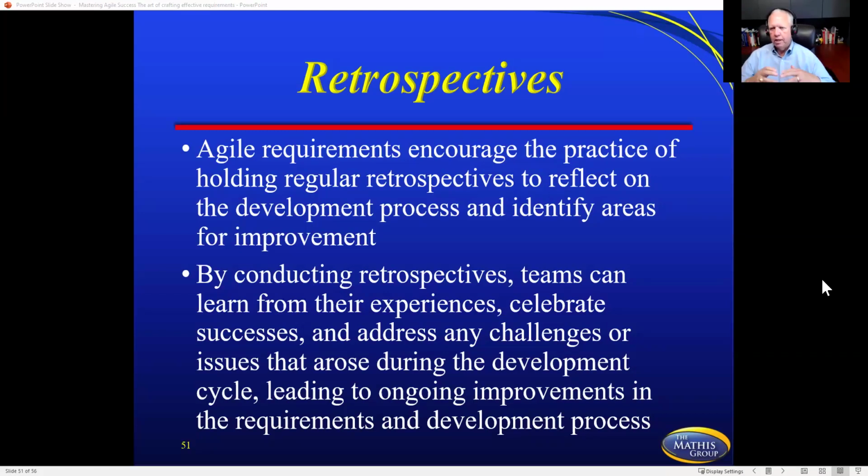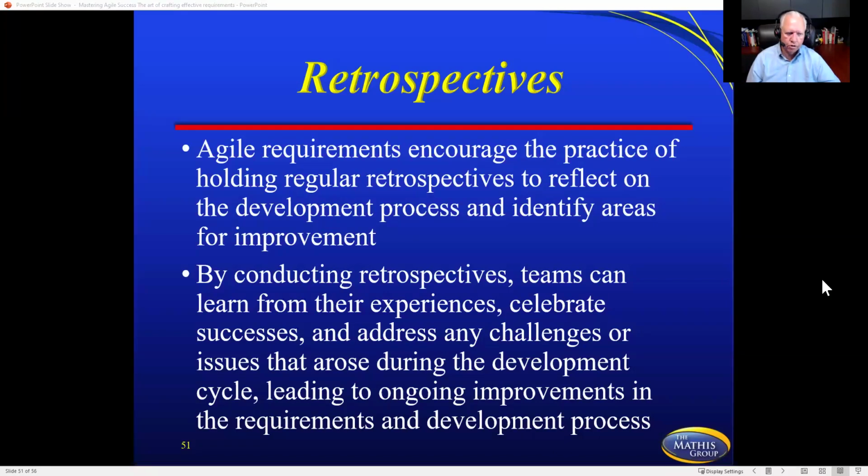You want that team to be learning from the customer and from the product owner, but also from each other. That encourages the practice of holding regular retrospectives, not at the end of the project, I'm talking about at the end of each sprint. It doesn't have to be a long thing, but it does have to be something where you're able to talk with each other.